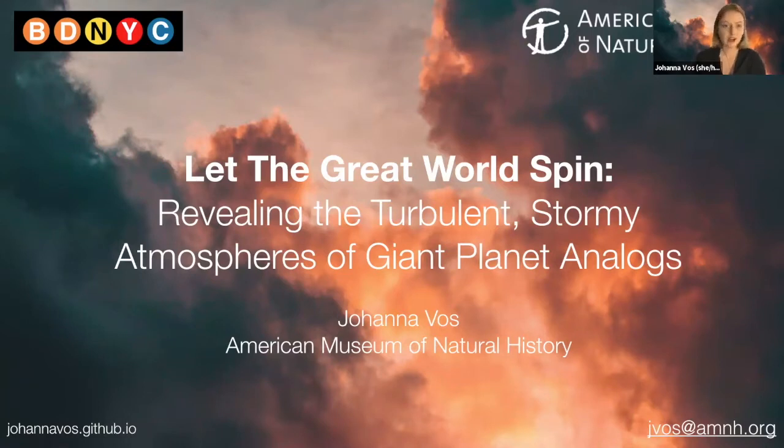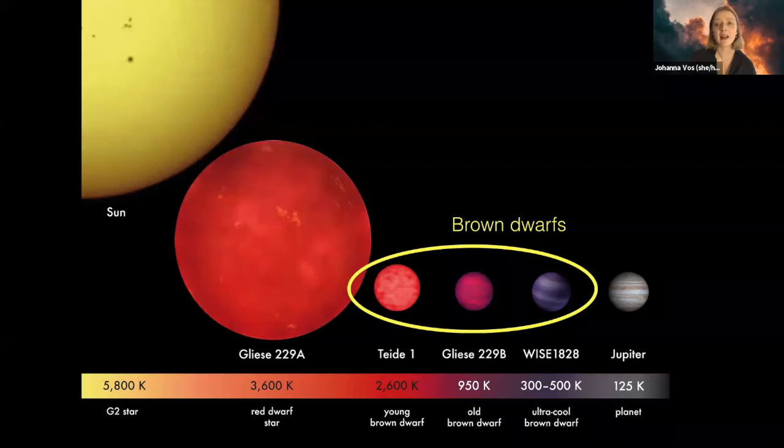The title of my talk is Let the Great World Spin, revealing the turbulent, stormy atmospheres of giant planet analogues. And when I say giant planet analogues, I'm primarily talking about brown dwarfs. Now, brown dwarfs are the lowest mass products of star formation, and they're really the missing link between low mass stars and giant planets. Although they likely form like stars, they don't have the necessary mass to sustain hydrogen fusion, so they spend their lives cooling.